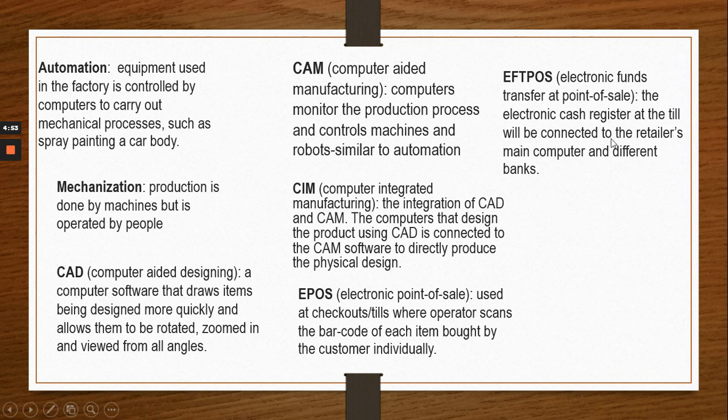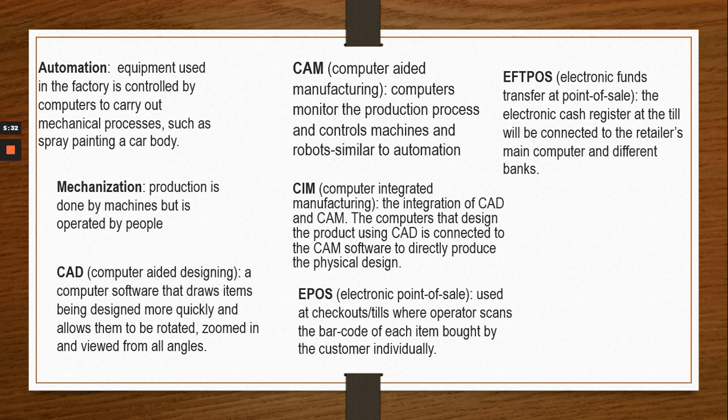Then there is an extended one, which is electronic fund transfer at point of sale. In other words, here the electronic cash register and the till will be connected to the retailer's main computer and different banks. So when you swipe your card, money is debited from your account at your bank. So there's no need of moving the funds. You just bring in a card and swipe, or you put in the PIN, then they will transfer funds from your account to the account of the retailer, the one who is selling to you.